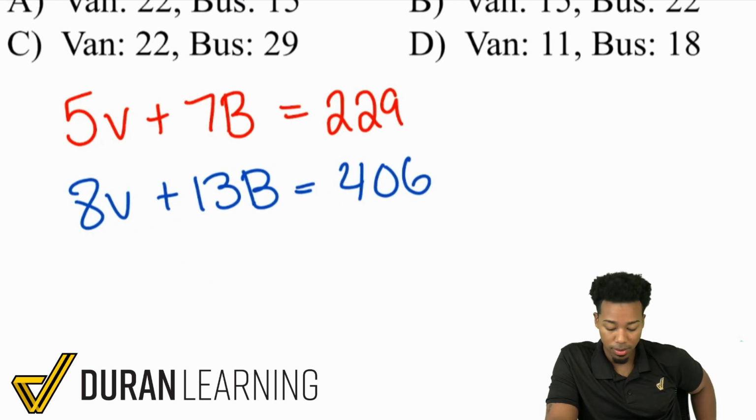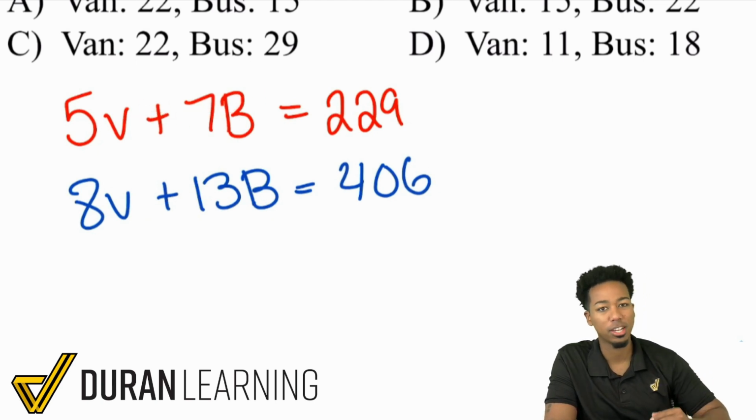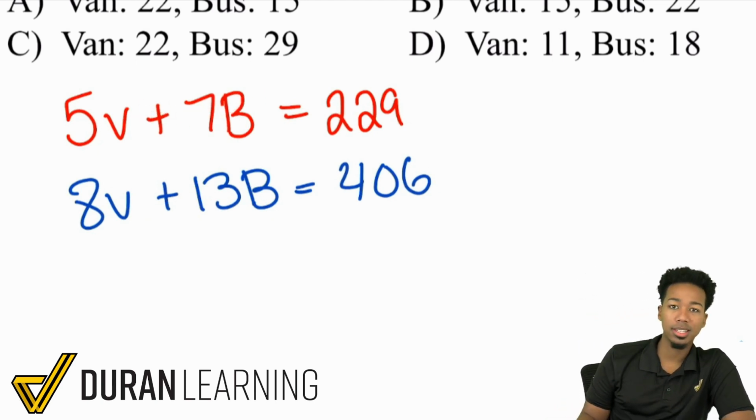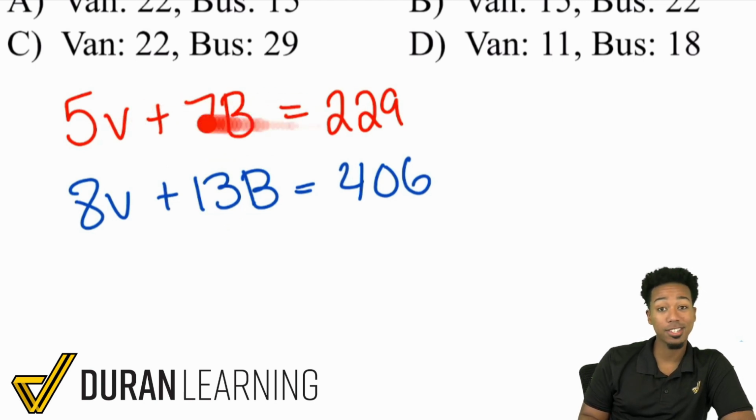I'm checking this out, and again, substitution is not an option, right? Substitution is absolutely not going to be an option, because there's no way you can get a V or a B by itself, and I'm not going to go through that extra hassle. So another way to look at this is, is there a way for us to get the same B or the same V? Well, for B's, 7 and 13 don't really have anything in common, so you'd have to multiply this top equation by 13 and this bottom one by 7 to get the same B's.